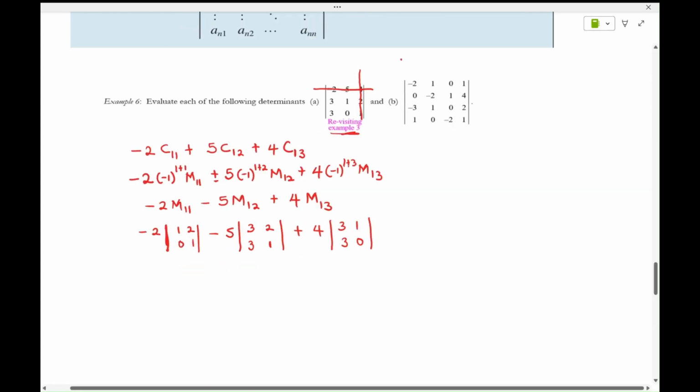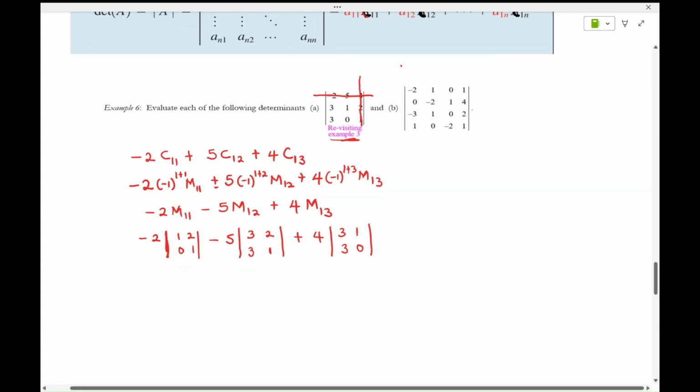Now, very important here: don't multiply. Don't take this minus 2 inside, because this is not a matrix. This is a determinant. Also, this 5 cannot go inside. This is not a scalar multiplying a matrix. This is a determinant, so just leave it the way it is. This is minus 2. Then here, find the determinant.